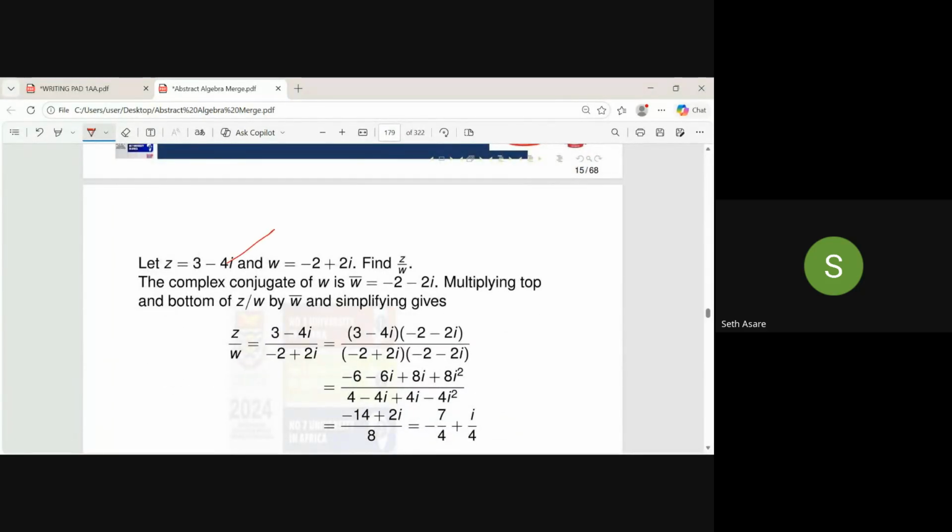So Z is 3 minus 4i. Then W is minus 2 plus 2i. All right. Now, what do we want to do? They say we should find Z divided by W. So then let's find the conjugate of the denominator.